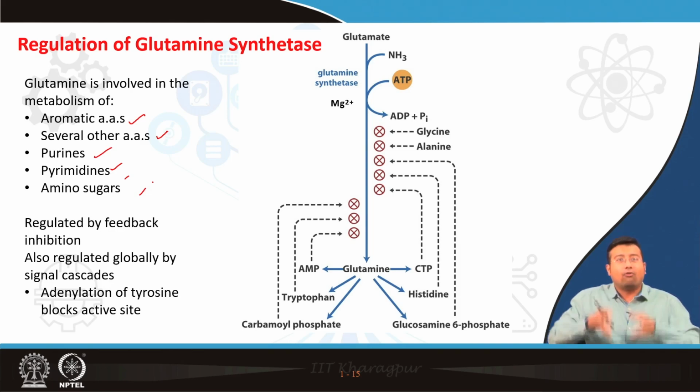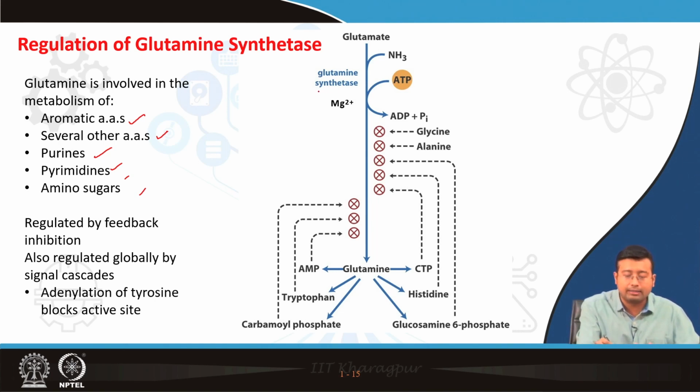So basically, whenever we need a nitrogen group, ammonia is carried in the form of glutamine to multiple peripheral tissues, which donate the nitrogen group. This synthesis of glutamine is done by the enzyme glutamine synthetase.